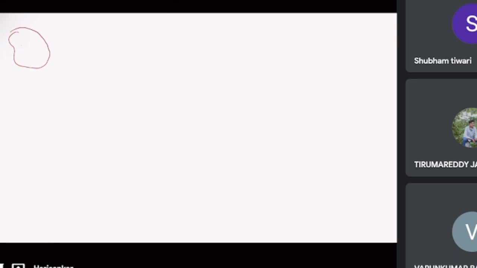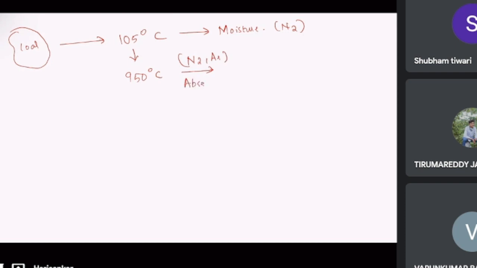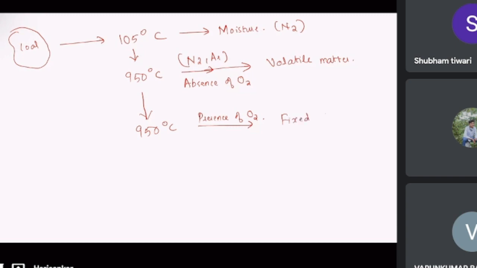So in proximate analysis, let's say you have a coal sample. First, you heat it at 105 degrees Celsius, and from this you can find the moisture content. This is usually also done on an oxygen-free basis, in a nitrogen or argon inert ambience. Then you heat it at 950 degrees Celsius in nitrogen or argon ambience. Basically, you shouldn't have oxygen, absence of O2. So you do this, you can find the volatile matter of your coal. Then after this, you repeat the same procedure at 950 degrees Celsius, but here you heat it in the presence of oxygen. From this, you will be able to get the fixed carbon.